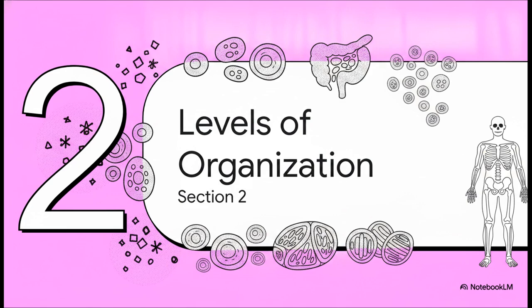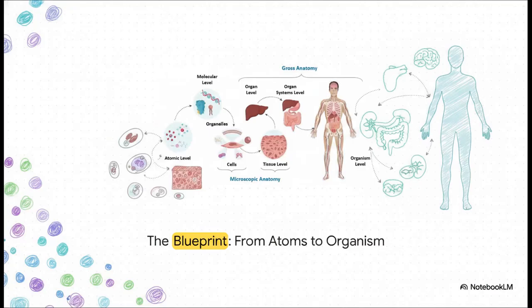Moving right along to section 2, levels of organization. And this brilliantly illustrates the whole hierarchy of how we are built. We examine the body by starting at the absolute most fundamental building blocks and ascending all the way to the most complex structures. Notice how we start way down at the chemical level with atoms and molecules. Those combine to form organelles, which are kind of like tiny organs inside our cells.